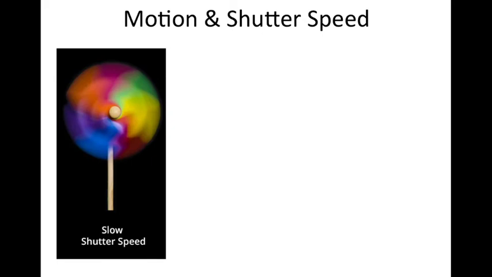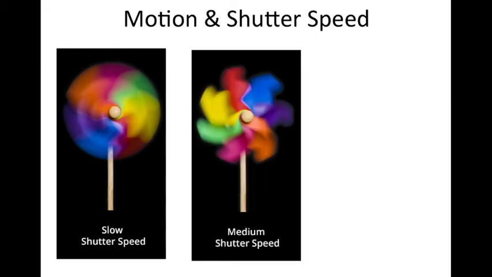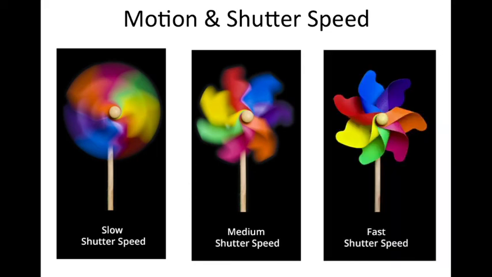Shutter speed controls motion. So there are 3 types of motion. If you have a slow shutter speed, you will get a blur motion, where you see the action from start to finish, and the motion is blurred. At a medium shutter speed, you still get a little bit of blur, and then at a fast shutter speed, you're freezing your motion. So everything looks like you hit pause.